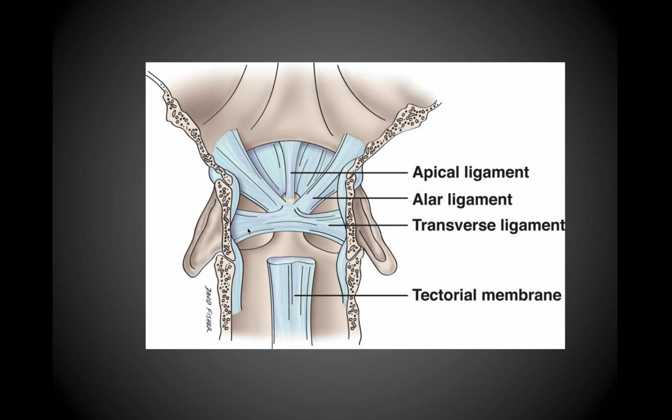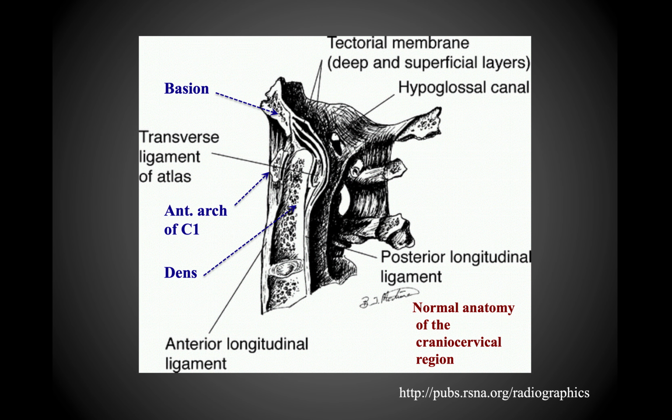And then you can see the transverse ligaments coming across, attaching to the lateral walls of C1 from the dens. And then there are also these alar or check ligaments that attach from the dens up to the base of the occipital bone, right around the foramen magnum. And then finally, we have the apical ligament coming directly off of the tip of the odontoid process, also known as the dens.